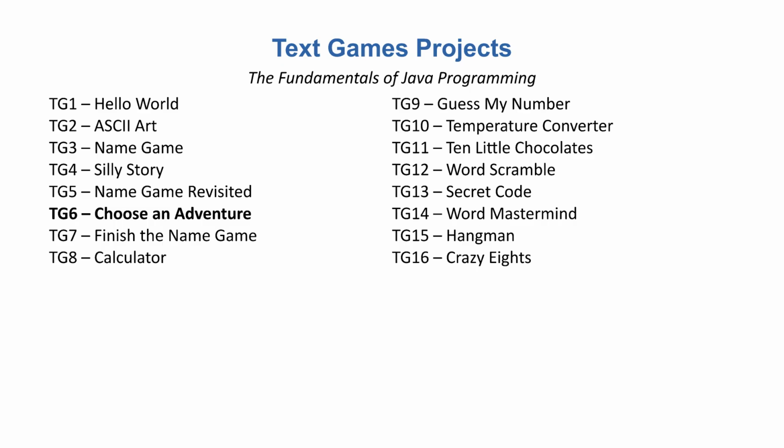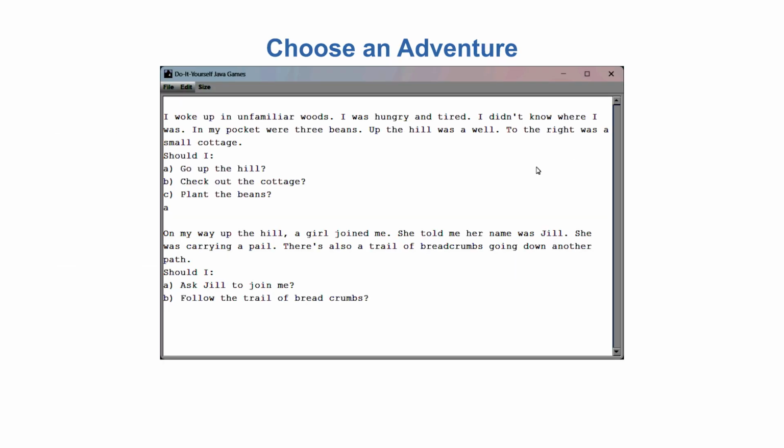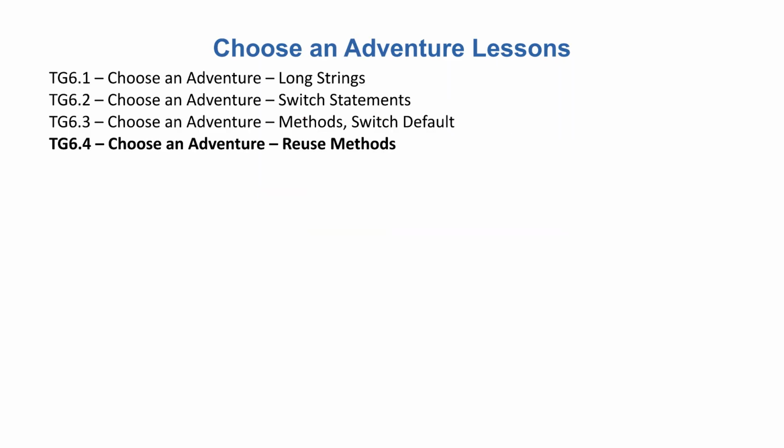We're currently working on the 6th project, TG6, Choose an Adventure. In this project, we'll create a program for an adventure story where the reader chooses what should happen next, as shown here. This is lesson TG6.4, where you'll learn about reusing methods. At the end of lesson 6.3, we created several methods for what should happen if the user chooses one of 3 adventures. In this lesson, we'll create some new choices, as well as offer some of the same choices again from other places in the program.